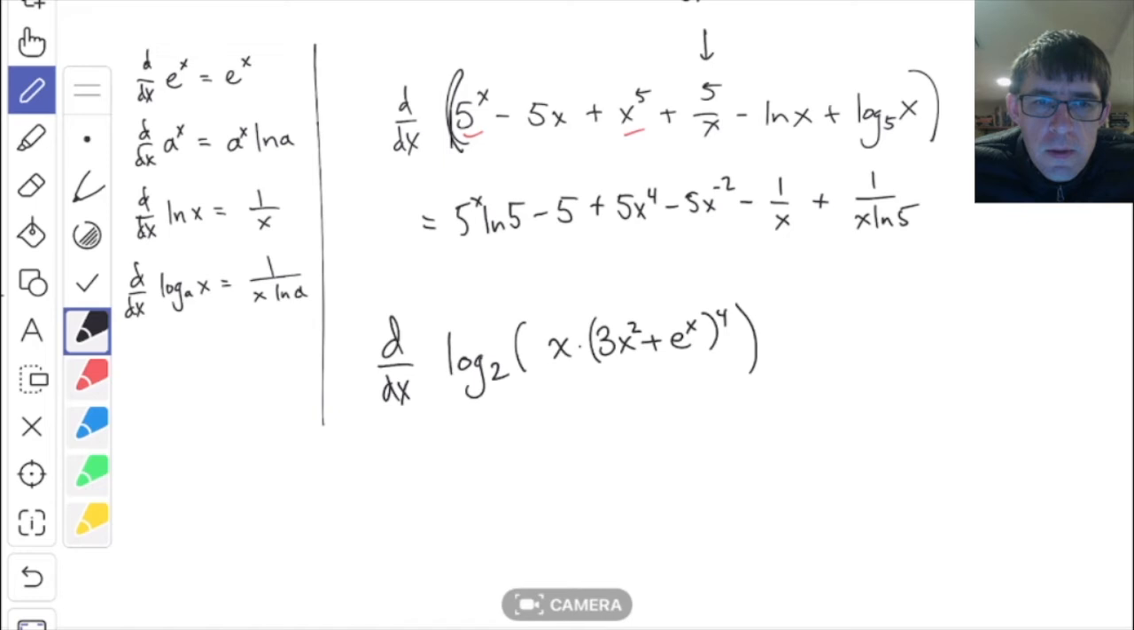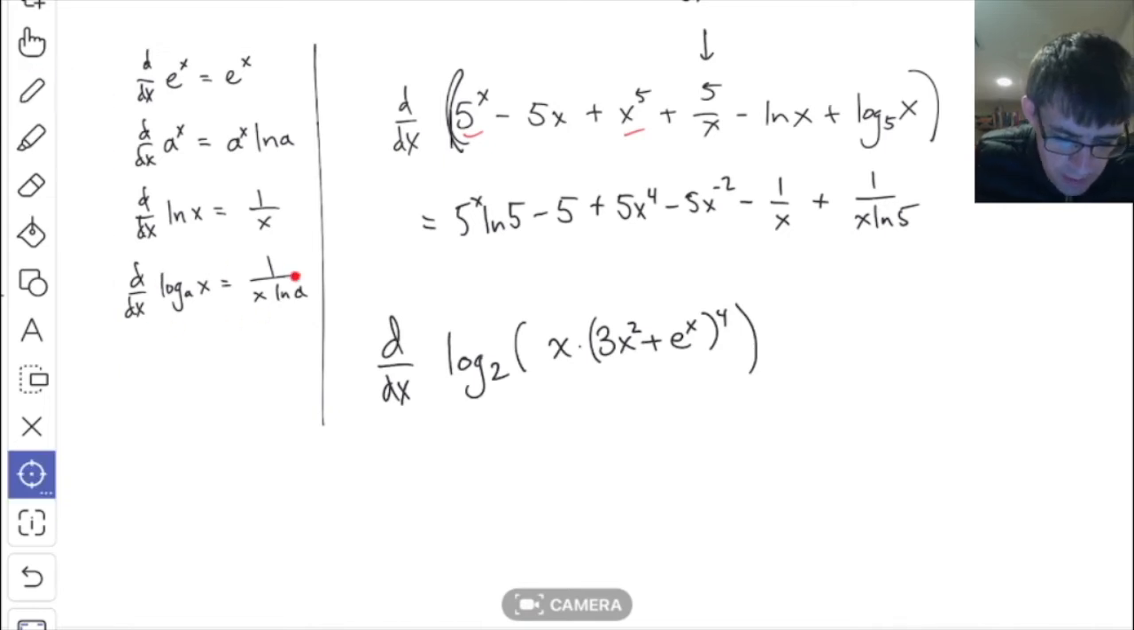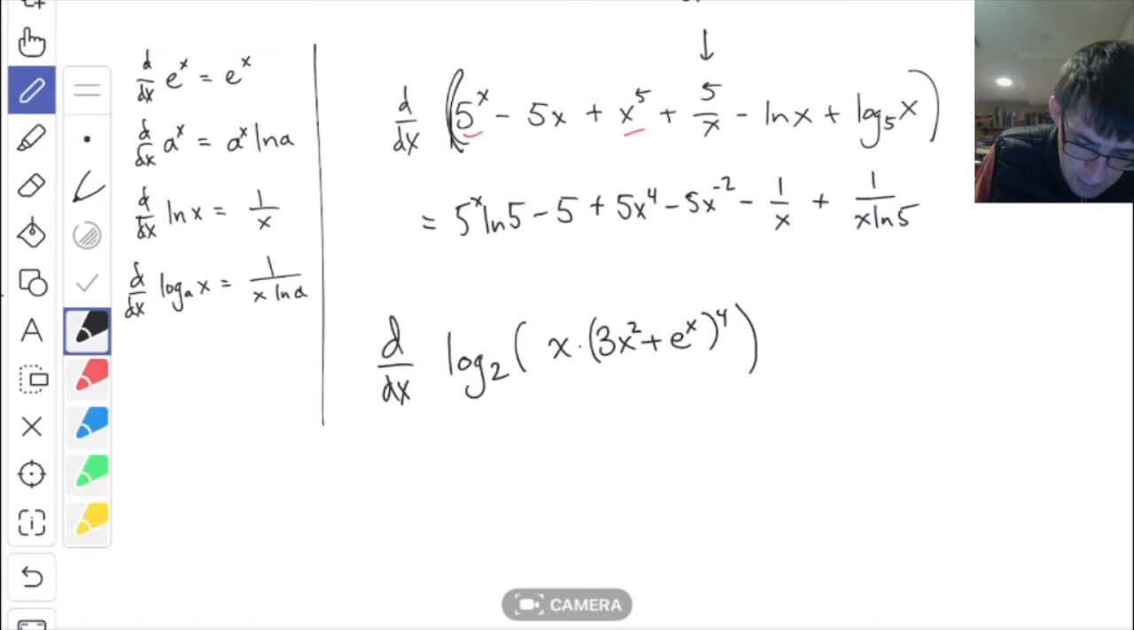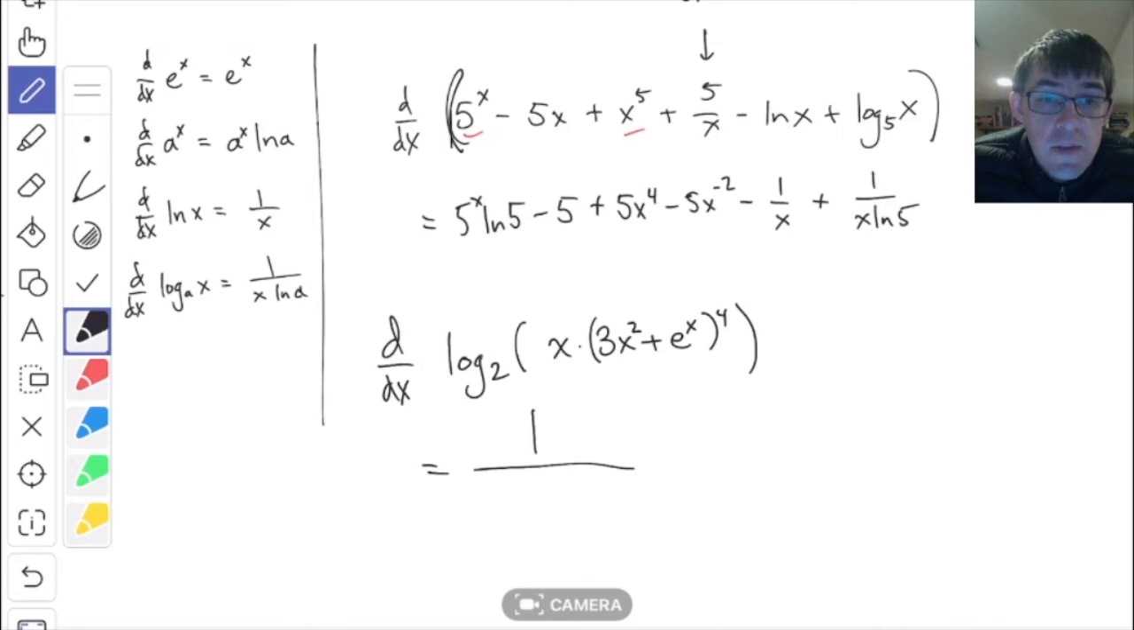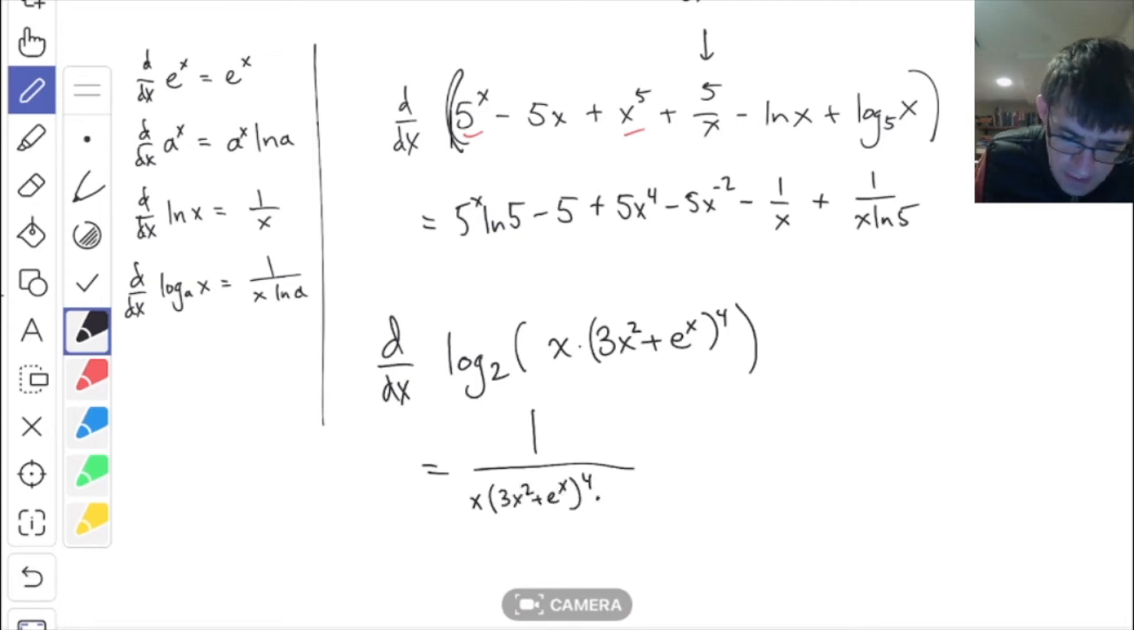What are we going to get here? So first of all, it is a log on the outside, like at the very top level, it is a log base 2. So I'm going to use this formula here. Derivative of log base a is all of this stuff. So at the first pass, I get 1 over, plugging into the formula where instead of x, I have all of that stuff inside the parentheses. So I got to put all that here. 3x squared plus e to the x to the 4. And then times ln of a. In this case, a is 2. The base of the log is 2. So this becomes ln of 2. All right.